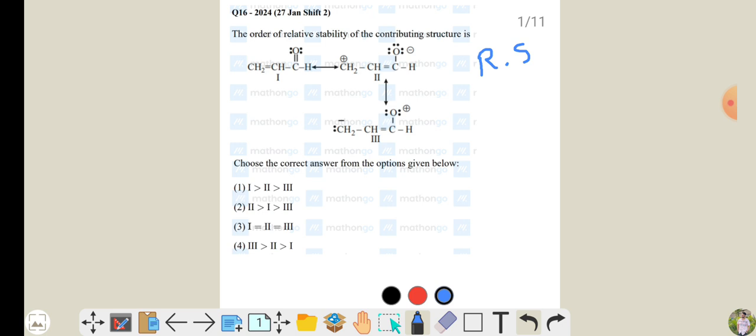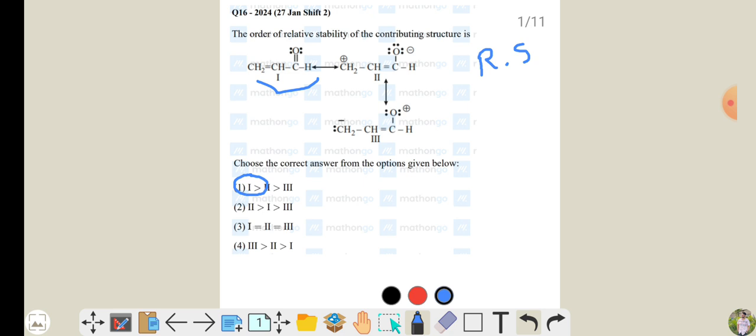First one, in resonating structures, if you don't know, you can write it also: the neutral one will always be more stable than any other. Neutrals are always stable. If you see, the first one is neutral, there is no charge on the molecule, so obviously the first one will be highly stable. Even if you know this much, you are able to solve the question directly in the exam, if you want to save time.